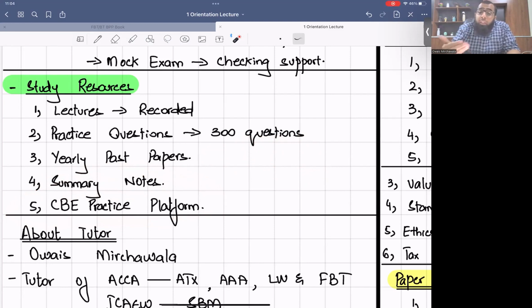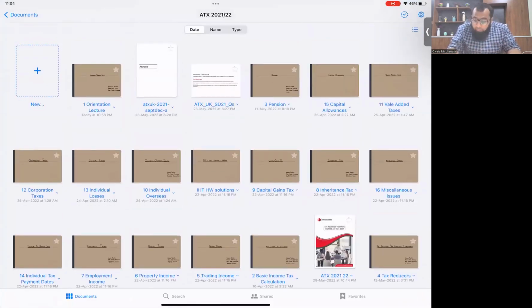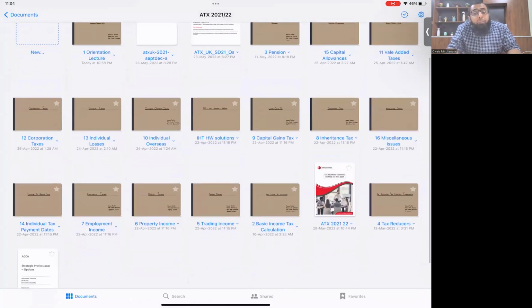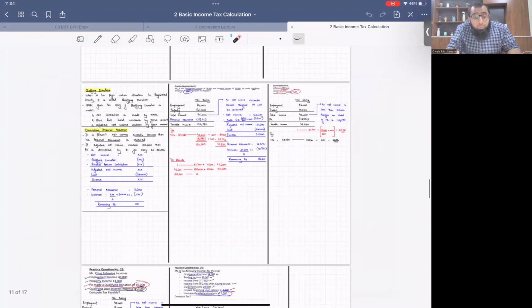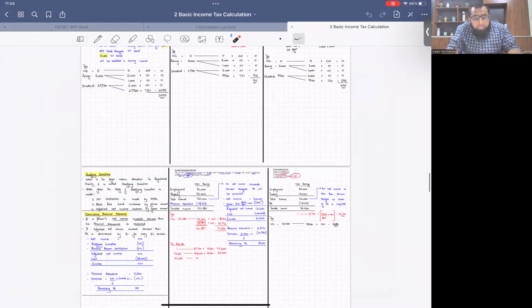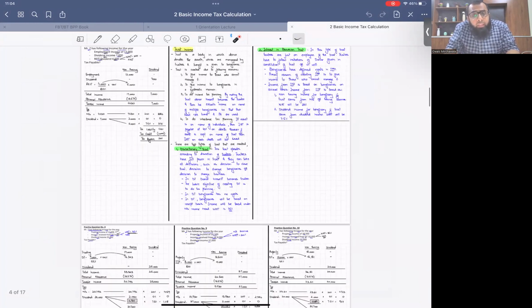My complete booklet will be provided to you in soft copy form on the course attachment tab of the learning management system. Then my handwritten notes on each of the topics. If you look at my folder, it's so organized. For example, when we'll be studying the topic of basic income tax calculation, you will be getting my handout, which is handwritten in this form. Each and every practice question, all the rules, each and everything.